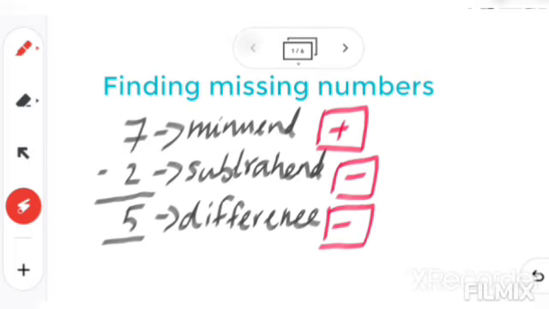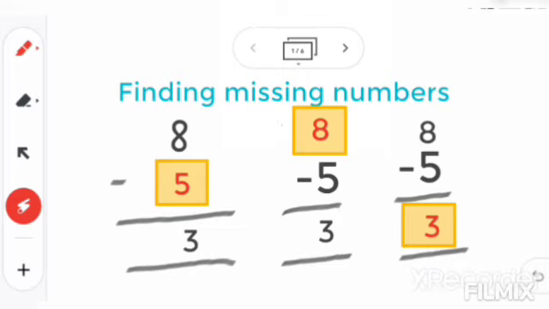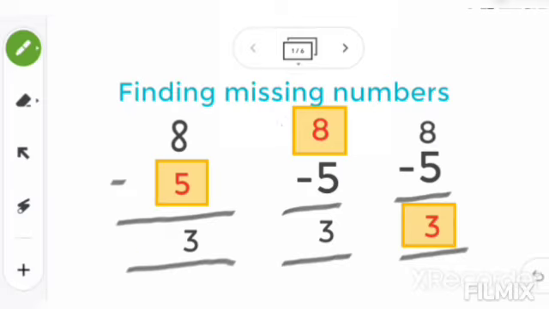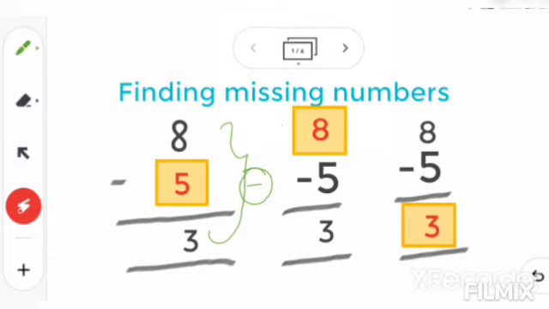Okay, with a simple one, I am giving the example here. I have taken the example 8 minus 5, we will get 3. Here I have given a box in the place that is missing. What is this? The subtrahend is missing. So to find that, these two you have to subtract. 8 minus 3, you will get this 5.